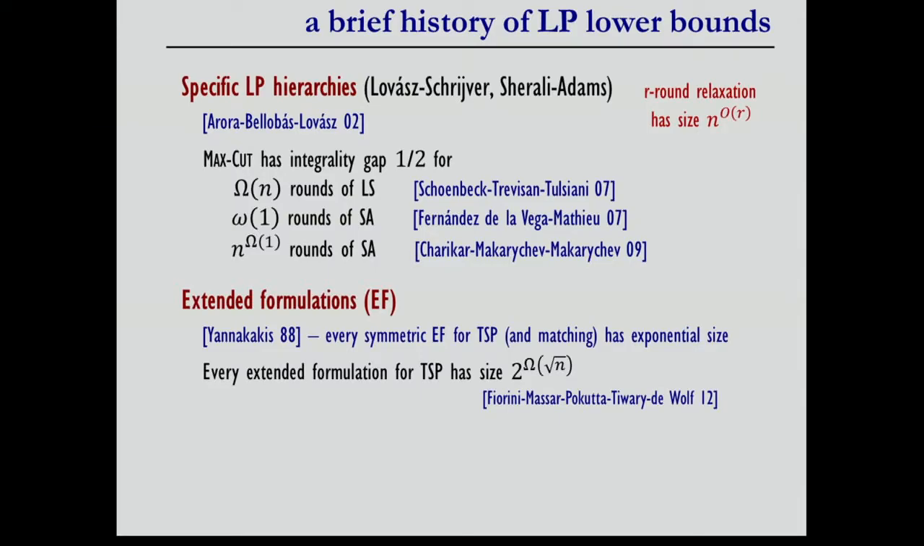Okay? And then it was open whether or not the symmetry assumption was necessary, and very recently in this beautiful work of Fiorini et al., they show that any polynomial size linear program relaxation for TSP has size at least 2 to the root n. Okay, so let me tell you in this setting what linear programming relaxation means.